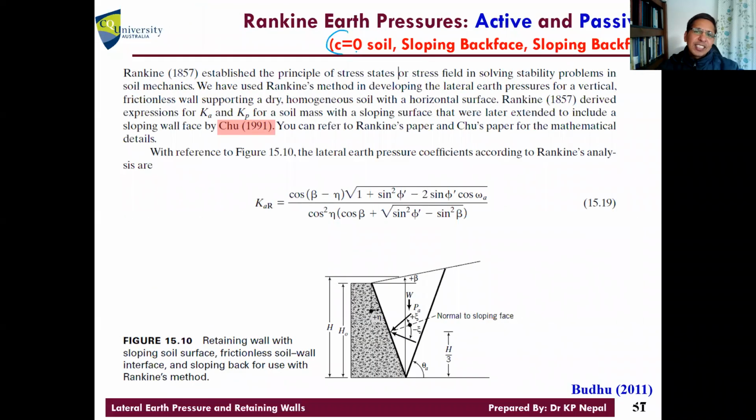This is C equals zero, just phi only soil, and there's a sloping back face. The back of the wall is sloped, and the backfill is also sloped. This will be very complicated for the Rankine theory, right? So now this is what we calculate as the active Rankine coefficient using this relationship.